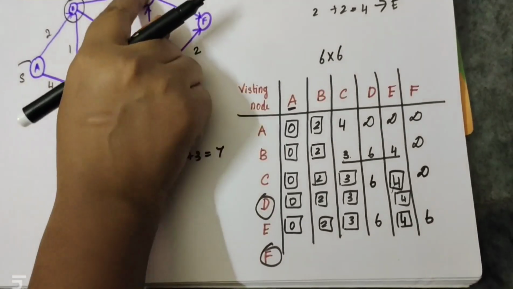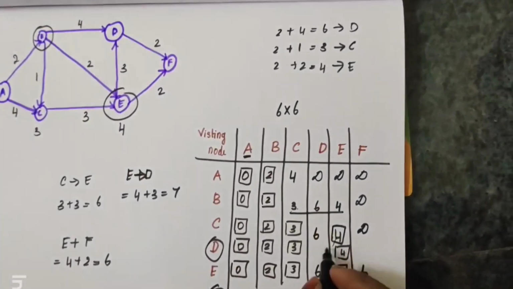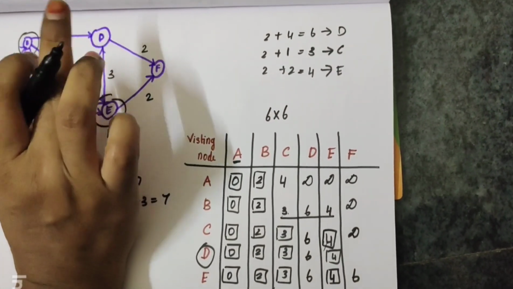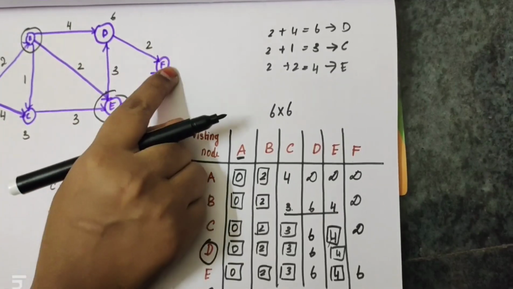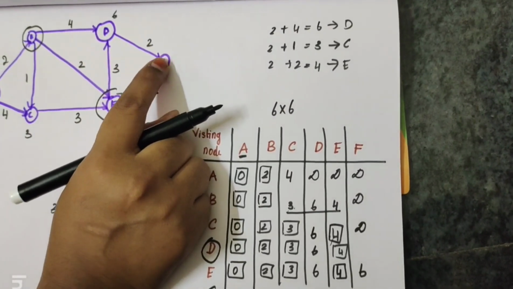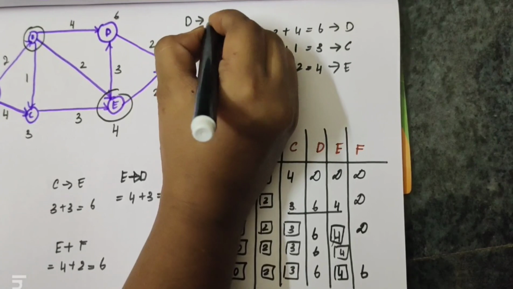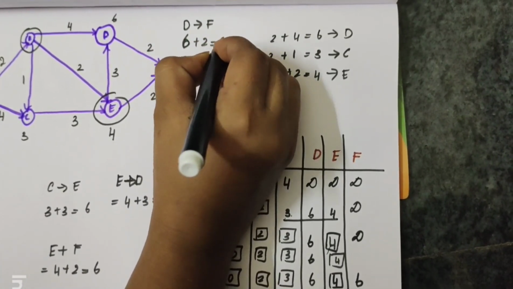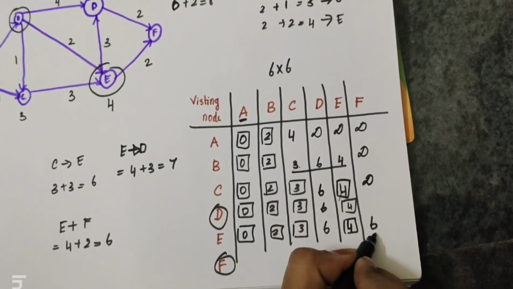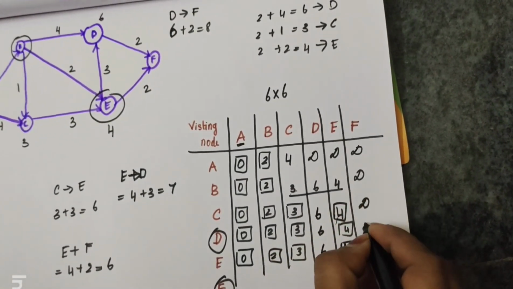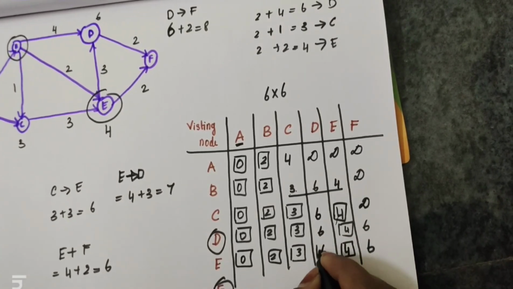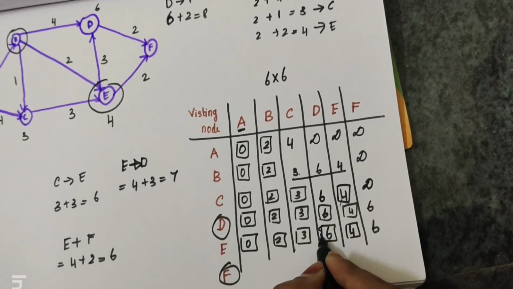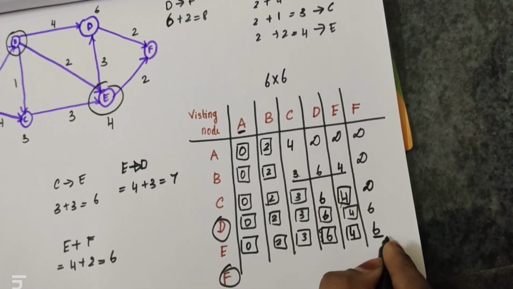Now if there is any self loop for D, no, right? So we'll write 6 as such. D has the value of 6. From D to F, the distance is 6 plus 2, 8. But here the value is 6, which is less than 8. So we'll write the same value. So D is already visited now. Finally, we have the last value of F.